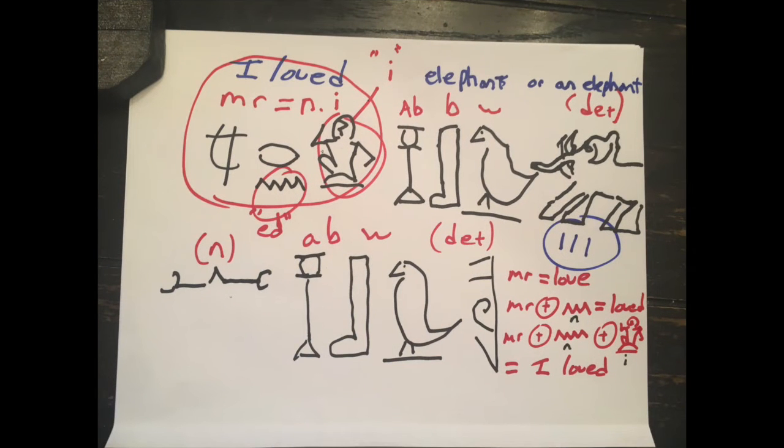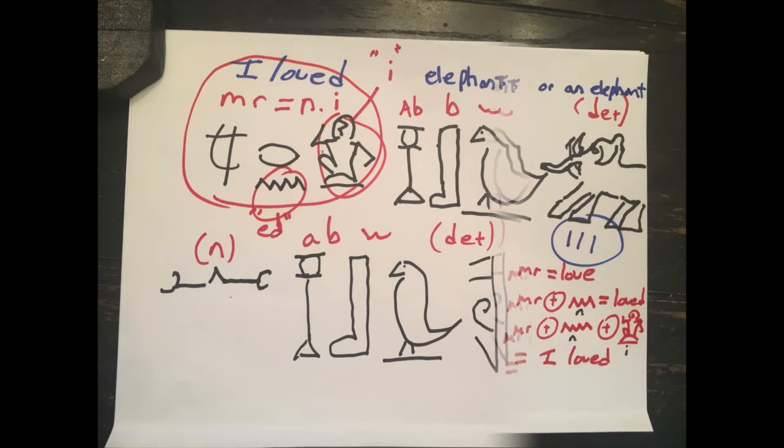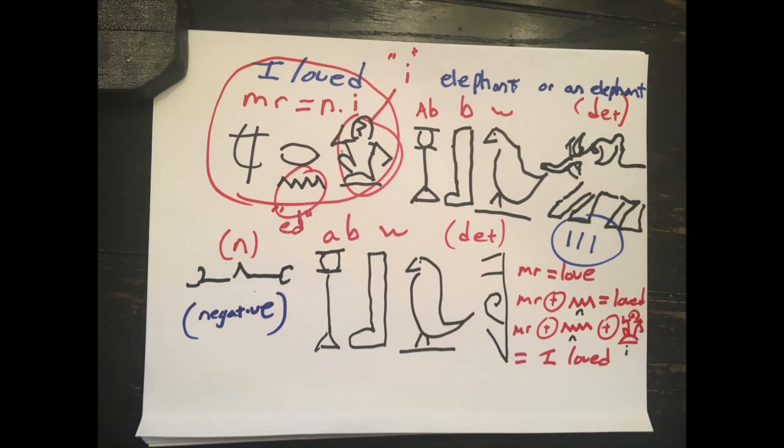Now it is singular. In order to make elephant plural, we would put 3 strokes under the elephant, and this means we're talking about multiple elephants. So it could be I loved elephants, or many elephants, or all of the elephants. But without those 3 strokes, it's just elephant.